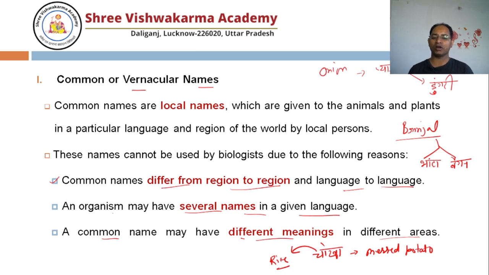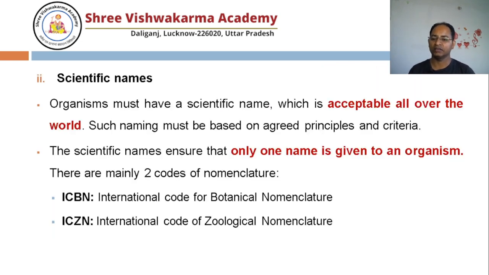So rice means chokha in Gujarat, but chokha is a dish in Bihar. So there are many problems with common names. We want that with the same name throughout the world, that organism can be known. That's why there should be a scientific name, and that should be accepted all over the world.